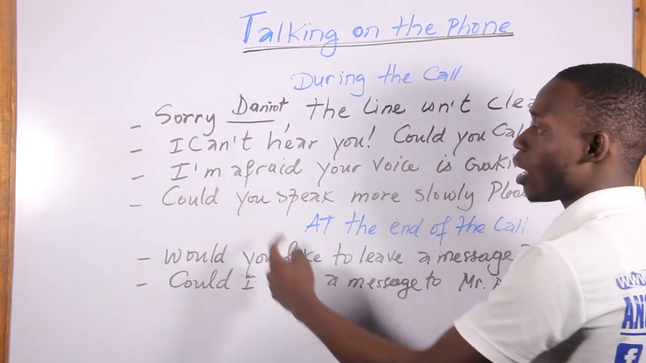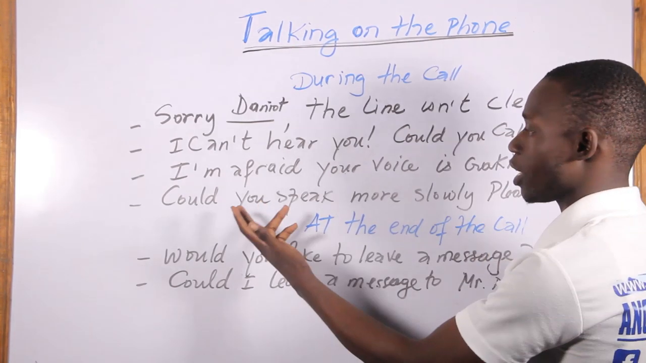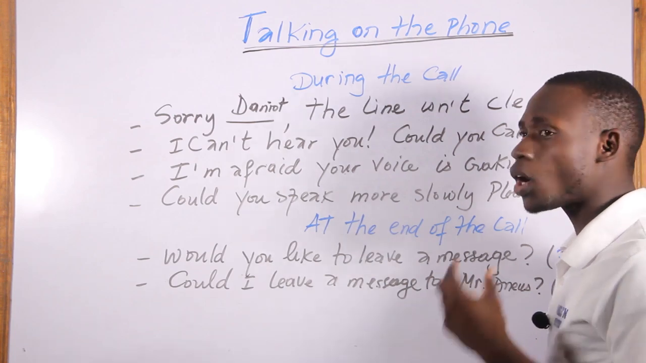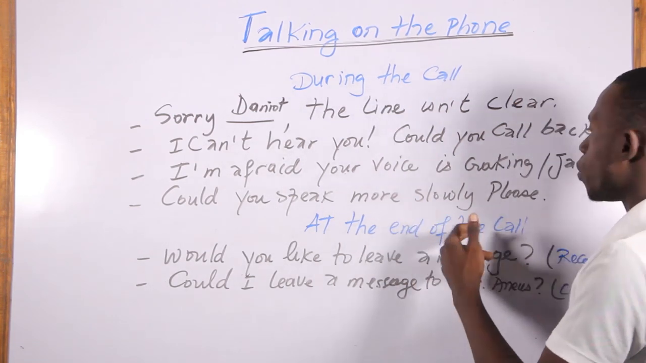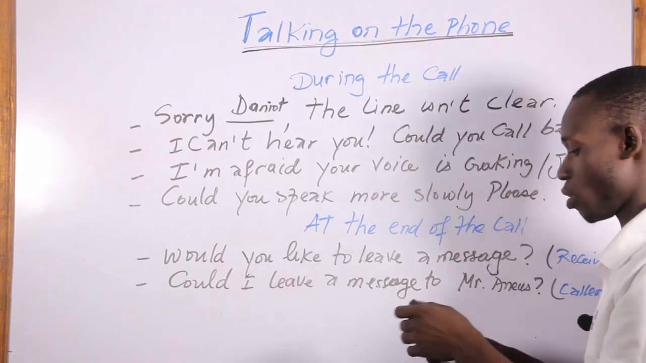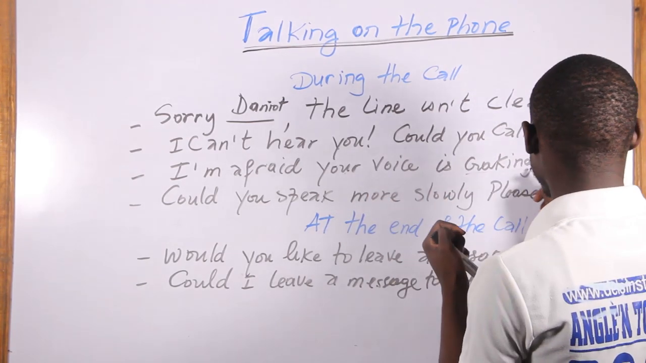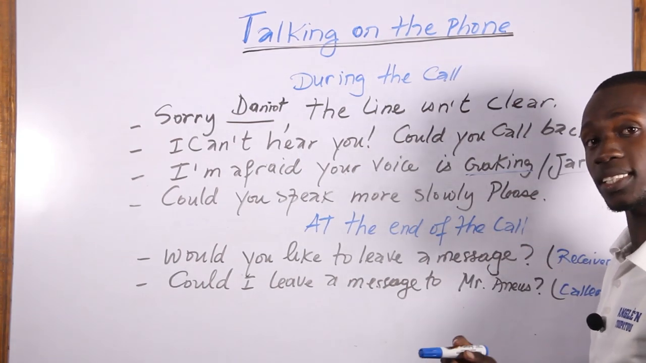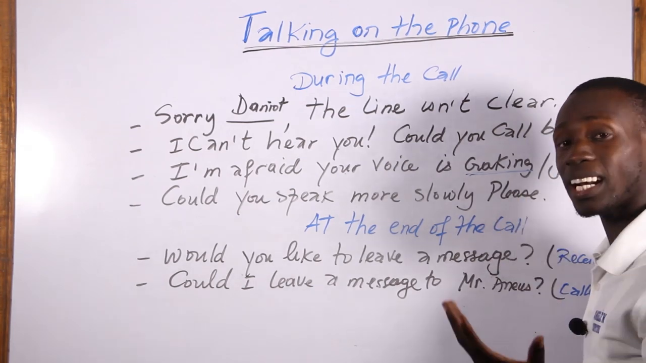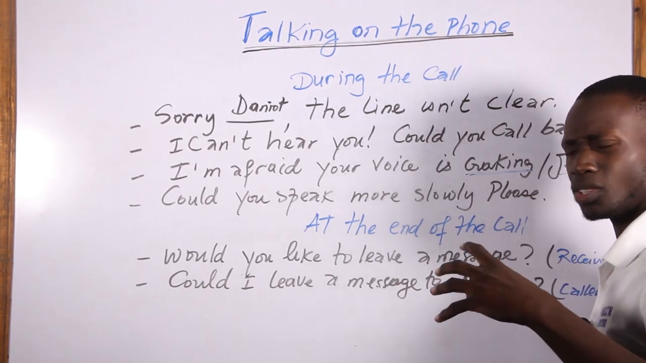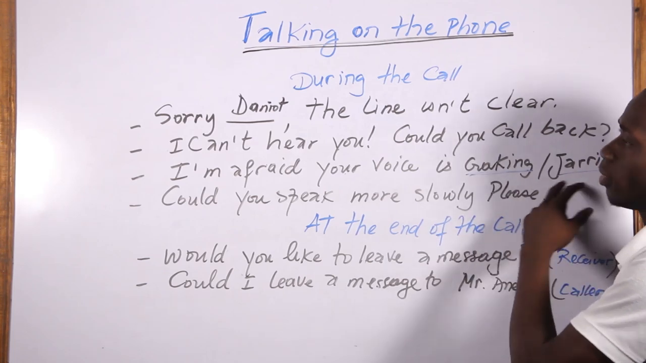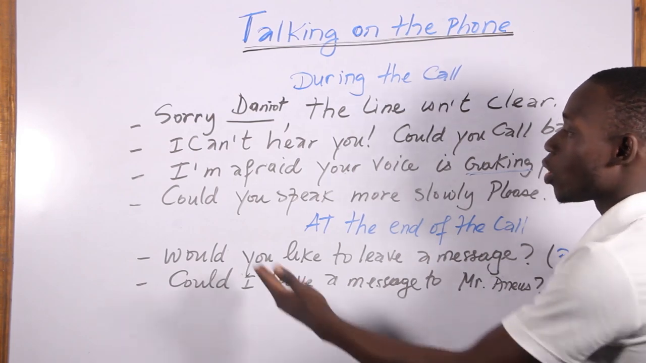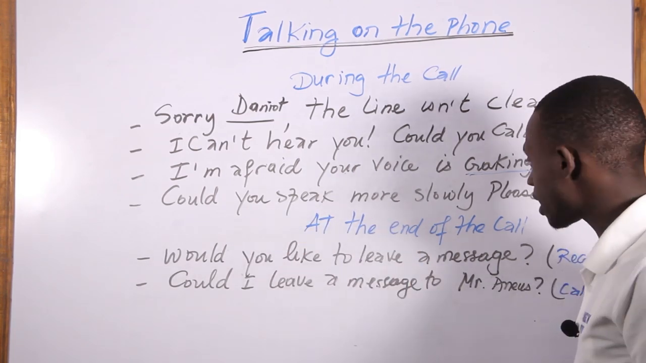You can say I'm afraid, j'aime te dire ça tout à l'heure. I'm afraid your voice is cracking. Your voice is cracking. Donc voix pas claire, vous comprenez? Voix pas claire ou bien your voice is jarring. Mais attention, cracking and jarring, deux mots aussi slang. C'est une voix coupée. I'm afraid your voice is cracking. Your voice is jarring. Could you speak more slowly please?